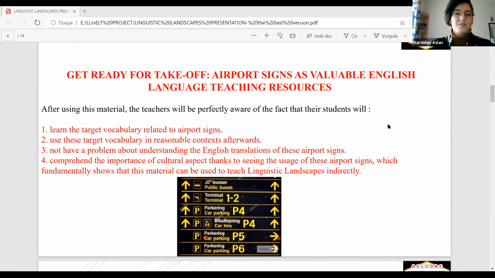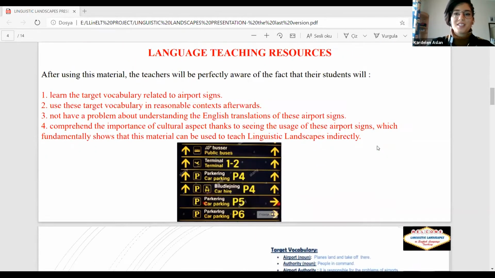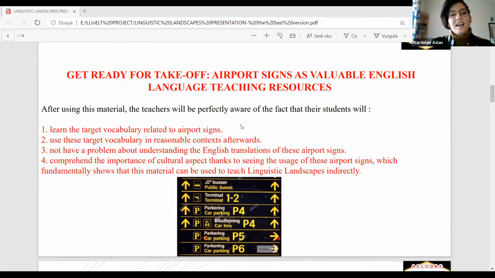And my topic will be Get Ready for Takeoff, Airport Signs as valuable language teaching resources. After using this material, teachers will be perfectly aware of the fact that these students will learn the target vocabulary related to the airport signs, and then the students can use the target vocabulary in reasonable contexts afterwards in their daily lives. And also, they will not have a problem understanding the meanings or the translations of these words when they see, let's say, an airport sign when they visit an airport. And also, they will comprehend the importance of cultural aspects thanks to seeing the usage of linguistic landscapes in our daily lives. And they will be taught linguistic landscapes inductively.